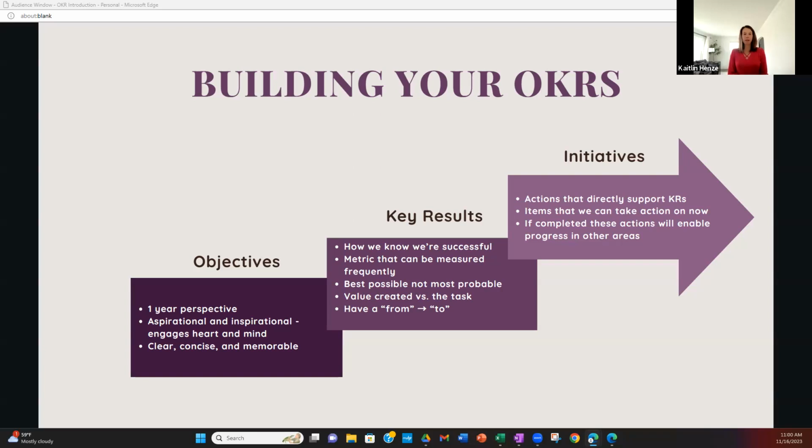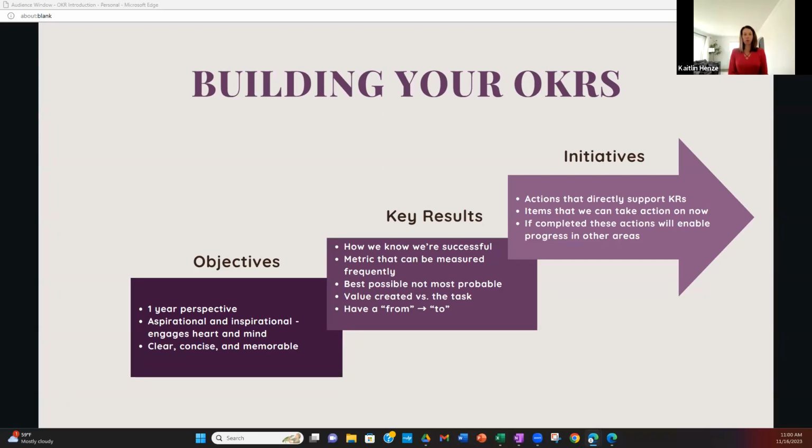And objective statements are meant to be aspirational and inspirational. They don't have numbers in them, and they're also short, memorable statements that people can recite, usually off the top of their heads, when asked, what is the company trying to achieve this year?